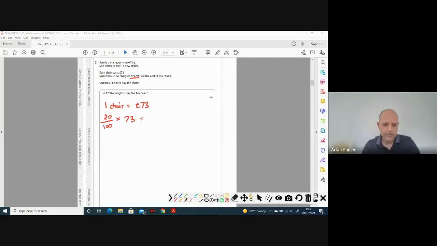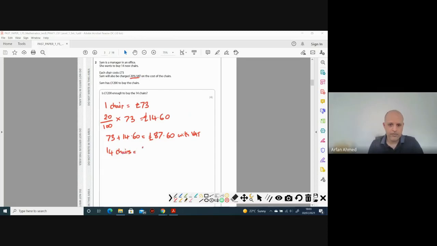20% of 73 is 14.6. And that's going to be in pounds, obviously, so that's £14.60. Because it's VAT, we'll have to add it on. So plus 73, it's going to cost £87.60 with VAT. That's with VAT added on. That's for 1 chair.